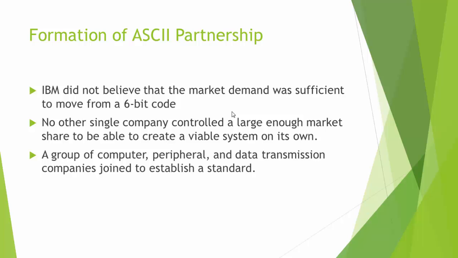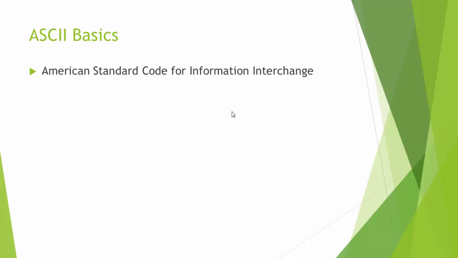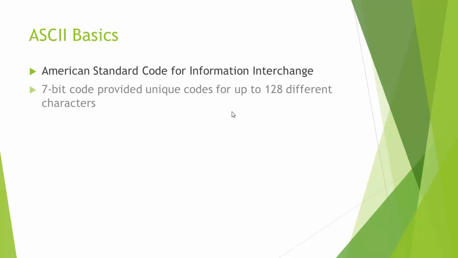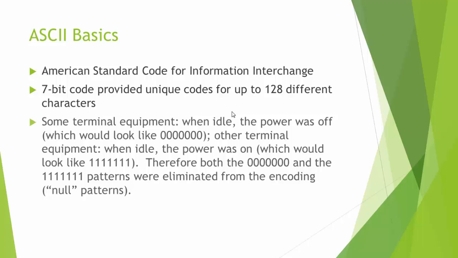So a coalition was formed between people who created computers, peripherals, and people who were in charge of data transmission. And they formed the ASCII, American Standard Code for Information Interchange, that instead of 6 bits, used 7 bits. So it wasn't quite as efficient, but it allowed for 128 different characters, which was a dramatic improvement over the 64 characters you could have from a 6-bit code.